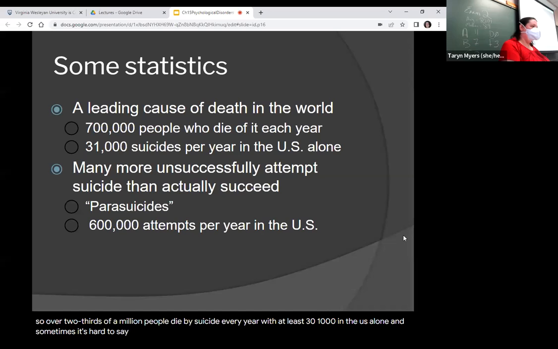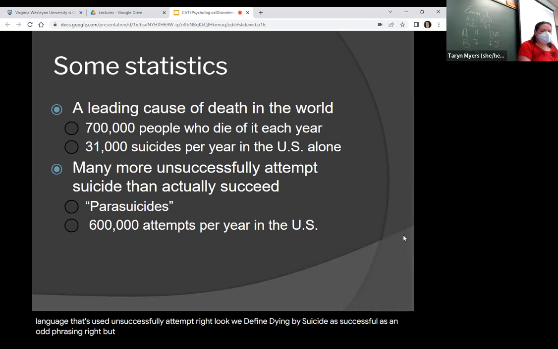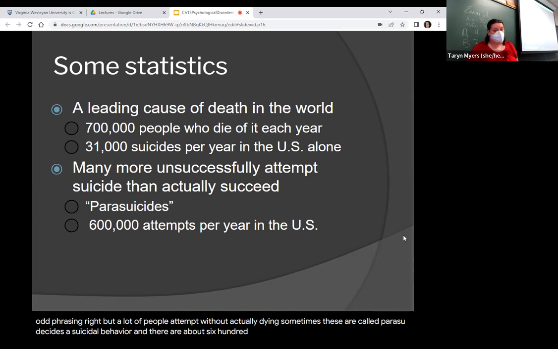And sometimes it's hard to tell, right? If someone's car crashed into a tree, did they fall asleep at the wheel or was it purposeful? There are many more people who, this is weird language, but this is the language that's used, unsuccessfully attempt. To define dying by suicide as successful is an odd phrasing. But a lot of people attempt without actually dying. Sometimes these are called parasuicides or parasuicidal behavior. There are about 600,000 attempts per year in the US, and that is honestly probably an underestimate.